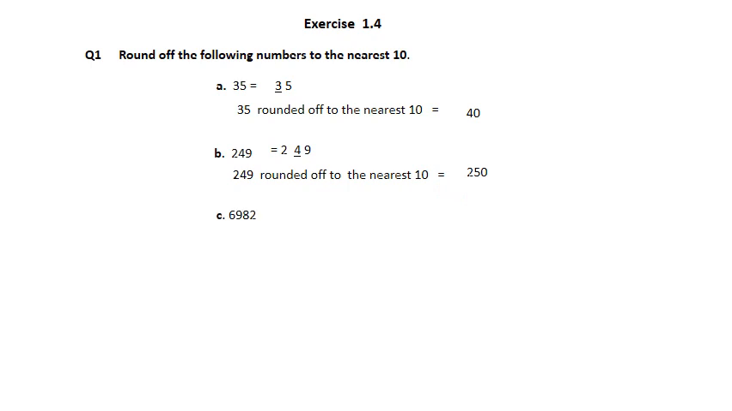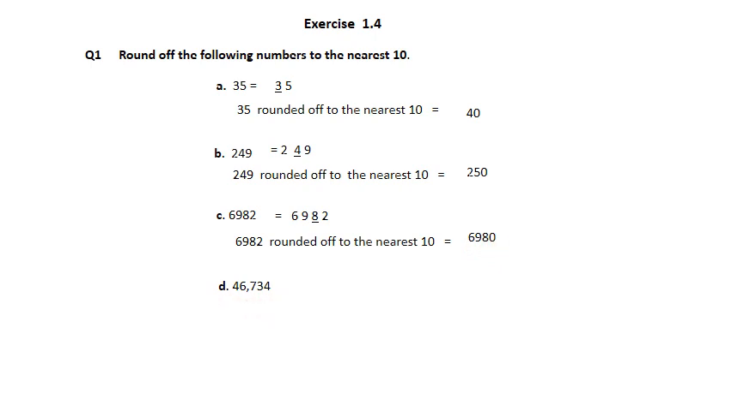Next one, 6982. Now first what we'll do, we'll underline the tens place. Okay, now we'll look at the ones place. Now here the ones place is 2, which is less than 5. So the tens place will remain as it is and the ones place will be 0. So your answer is 6980. That means 6982 when rounded to the nearest 10, your answer is 6980.